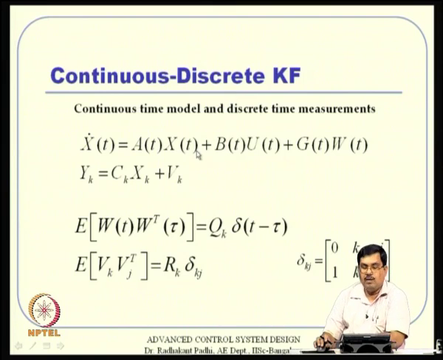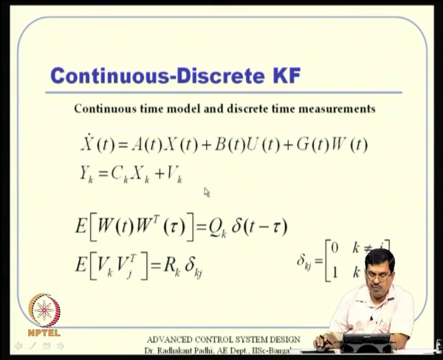So, let us see that in brief. What we are talking about here is that the state equation is given in continuous time. Still it is linear, but now let us talk about time varying system dynamics. And the measurement equation is given in discrete time. You see W(t) is a continuous process noise and V_k is a discrete sensor noise.